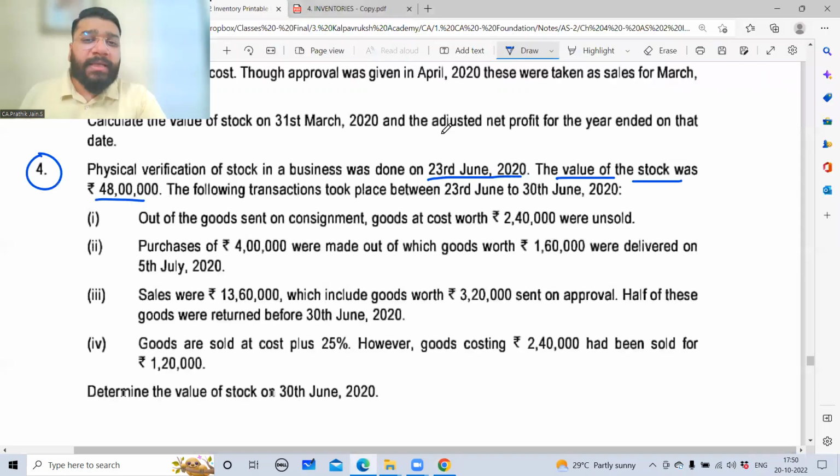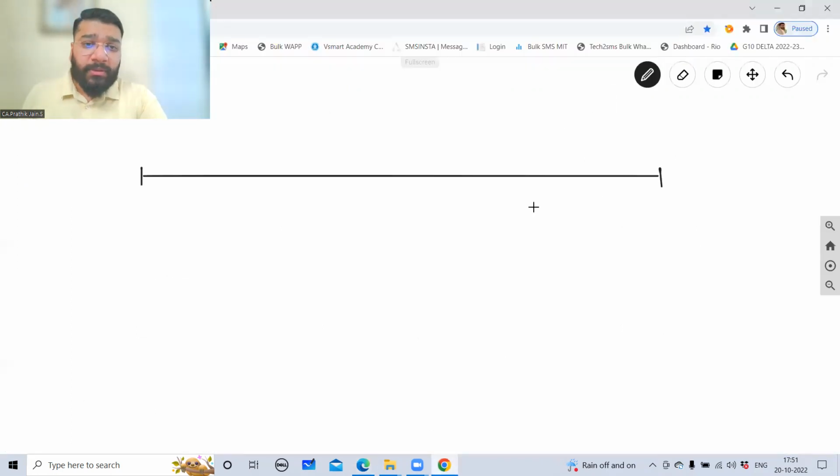So here in this question, they're saying that due to some reason they could not do the physical verification of the stock on 30 June. So here, this is 30 June. Maybe the financial year is ending on 30th June. Or maybe they are doing, let's suppose, the quarterly audit.